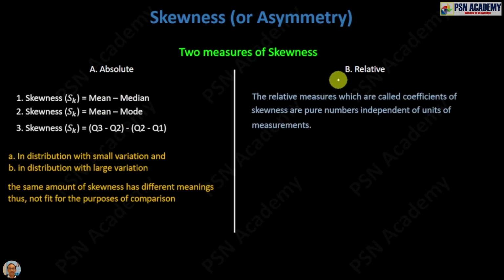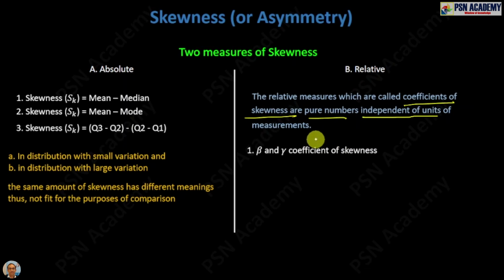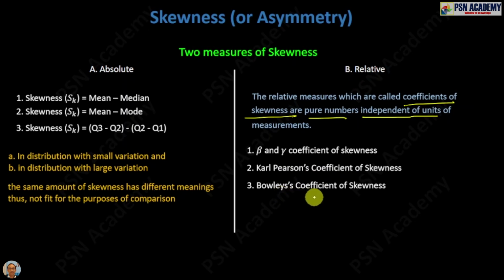So we move to relative measures of skewness. The relative measures are called coefficients of skewness, which are pure numbers, and these numbers are independent of units, which was a problem with the absolute measures. Okay, so we will go with the relative measures for an effective measure of skewness, right? There are 4 common relative measures of skewness. The first one is the beta and gamma coefficient of skewness. The second one is Karl Pearson's coefficient of skewness, then Bowley's coefficient of skewness, and the fourth one is Kelly's coefficient of skewness.